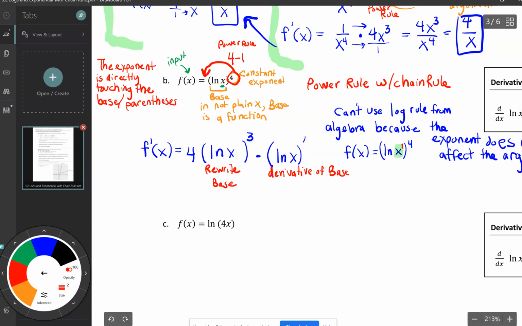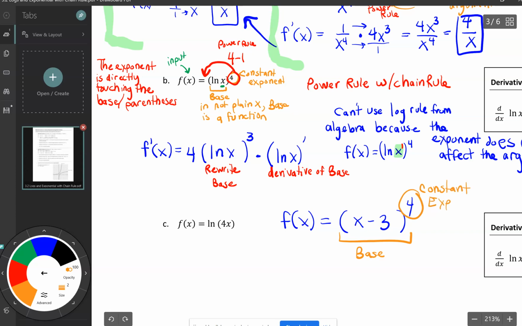So if I had given you this function, f of x equals something to the 4th, and I had put like x minus 3, no one would have batted an eye, right? You would have been like, oh, my input went to a base. The base has a constant exponent. So you're like, oh, I do my power rule. You wouldn't have thought twice. You would have just done your power rule with chain rule. The same thing's happening here, except I made my base a little uglier.